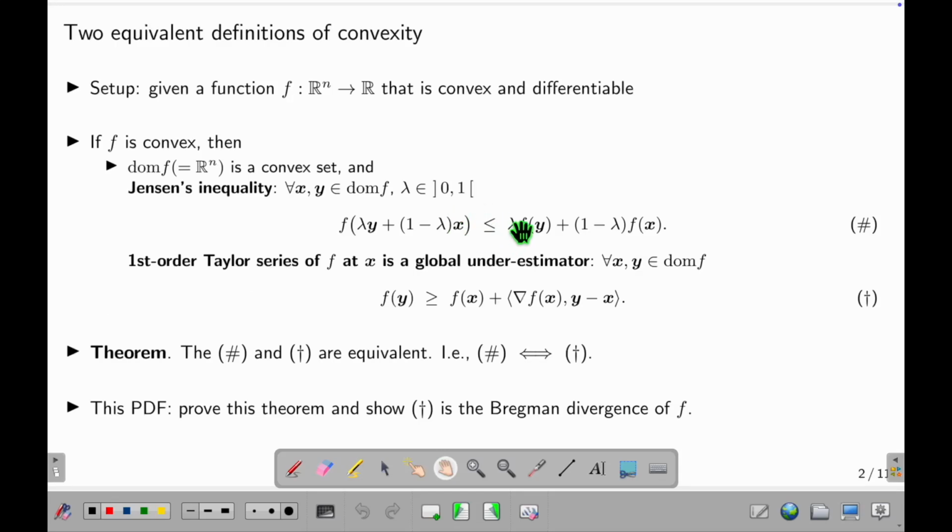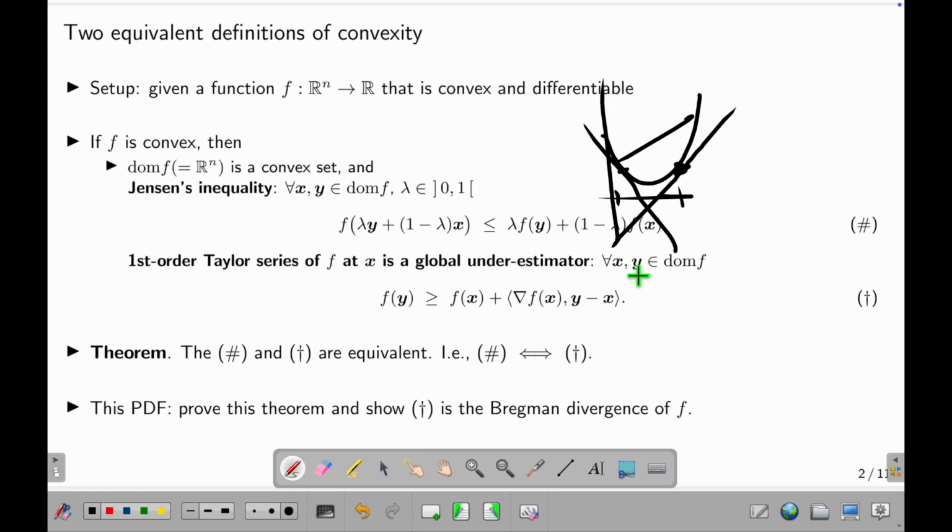So this is Jensen's inequality, right? So what does it mean? This function below here, for any x, y. What is this? This is convex if I have a support, or this for any x, y, and you can get these two if and only if.